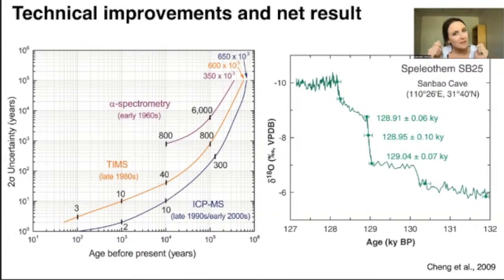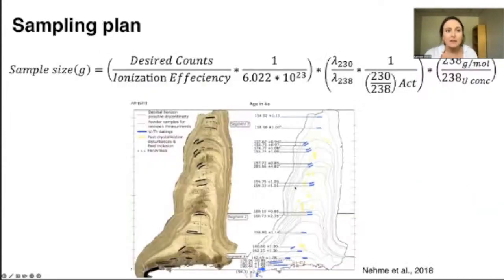Just because you can date something very, very precisely doesn't mean you have to start dating the heck out of your speleothem. You need to have a very good sampling plan. And this is something that Juan will talk to you more about in detail, so I won't talk about it at length. I'll just mention that there are a number of different ways to calculate the amount of powder that you need to get to a particular precision.